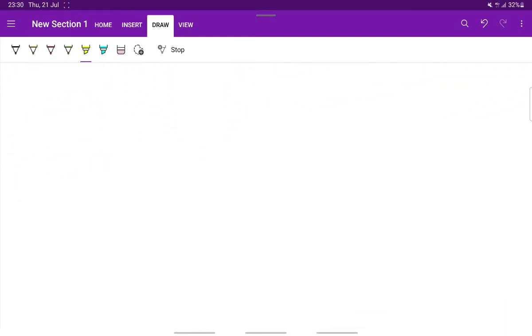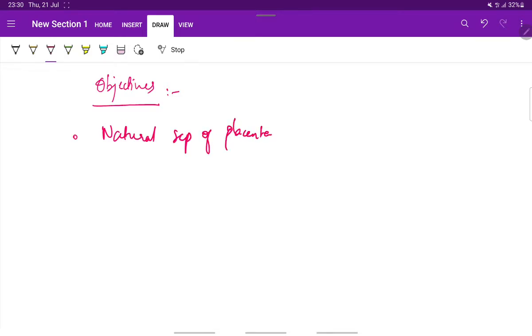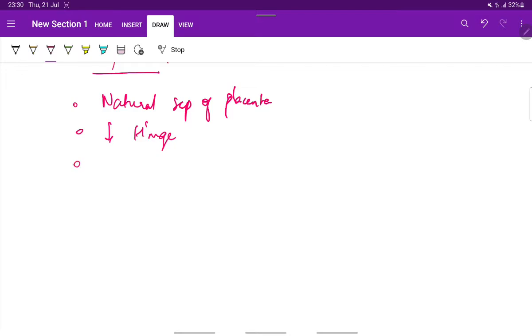Now, coming to the objectives. During the management of the third stage, the important objectives should be to promote natural separation of the placenta, to decrease hemorrhage and prevent blood loss, and then to make sure there is good and permanent contraction and retraction of the uterus. These are all the objectives for the management of the third stage of labor.